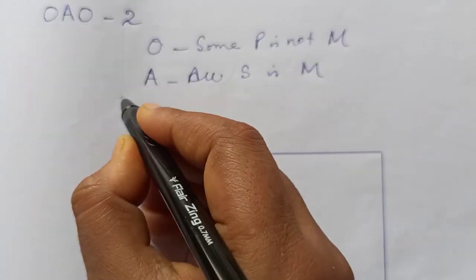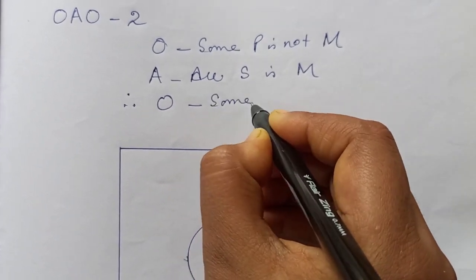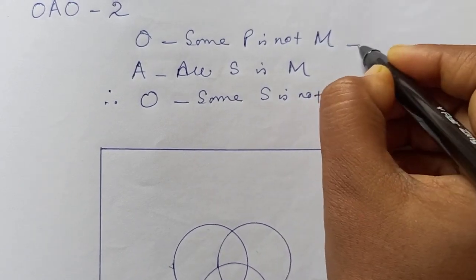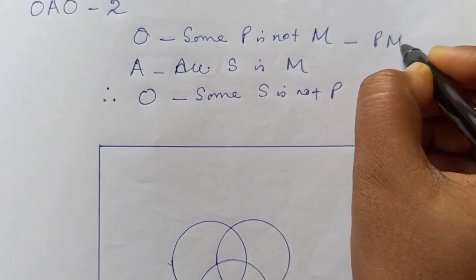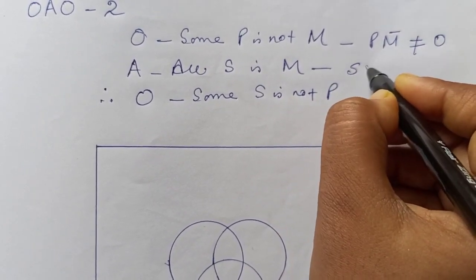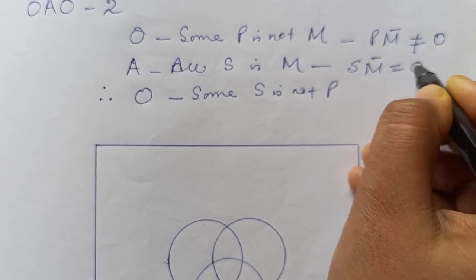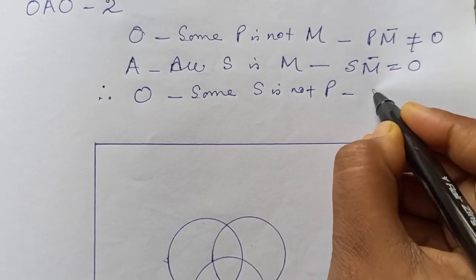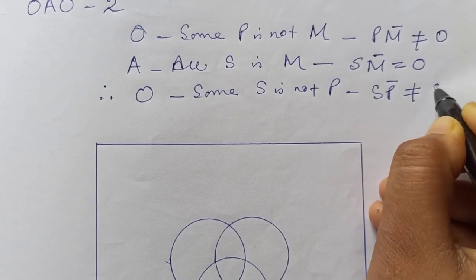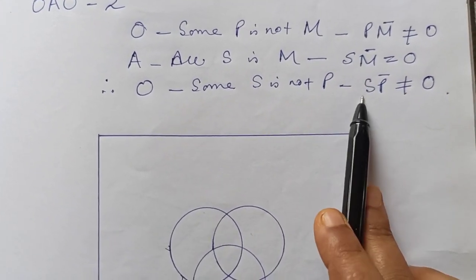All S is M, therefore some S is not P. The representation is P M bar not equal to 0. Since it is a universal proposition, S M bar equal to 0, and the conclusion is S P bar not equal to 0. Now we are to test the validity of this syllogism.